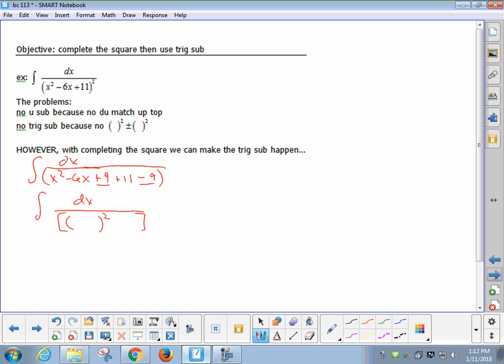X minus 3 squared plus 2. Now you have square plus square. It is a trig sub pattern. What trig sub shall we use? What kind of trig sub do we use for square plus square? Tangent. All right. So this needs to be the tangent. Obviously, 2 we don't sub for, it's the constant.